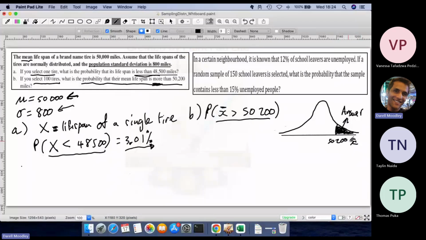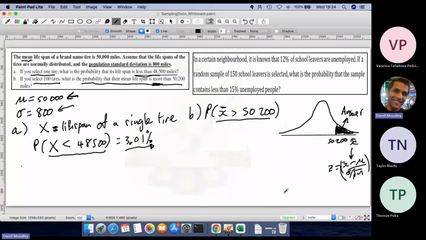However, we don't have a table for the lifespan of tires. So what we have to do is convert it to a Z variable, which we do have a table for. And how we convert it to Z, like I told you earlier, is we're using this formula here: Z equals x bar minus mu, all over sigma over square root of n. That is the formula we use to convert x bar to Z. This formula is in your worksheet because you don't need to memorize it.